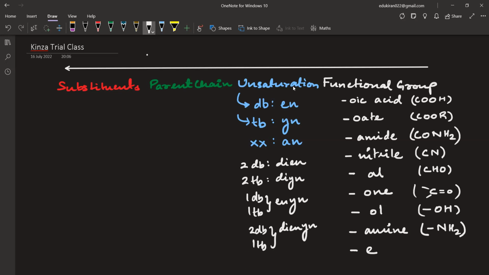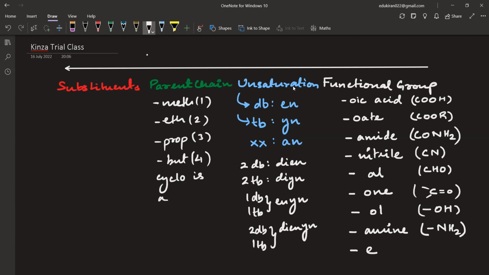Now, for the parent chain, I hope you know, if you have one carbon atom, it is meth, then eth, prop, but, pent. Yes or no? You know this? If it is only one carbon atom, it is meth. If we have two carbon atoms, it is eth. If we have three carbon atoms, it is prop, and four is but, and so on. Also, cyclo is added if the ring is the parent chain. Okay. Now I am just talking about the naming of the parent chain. I have still not talked about the identification of the parent chain.